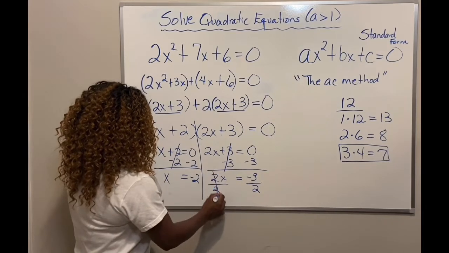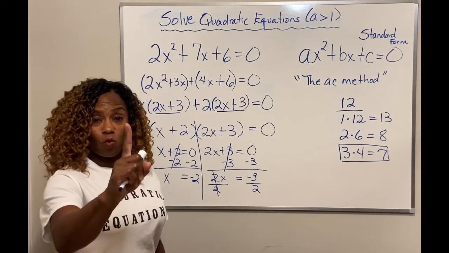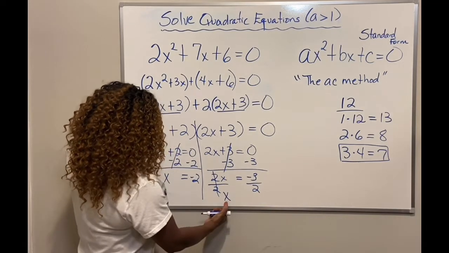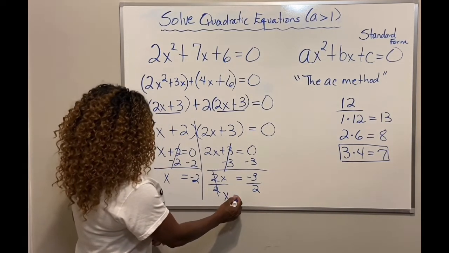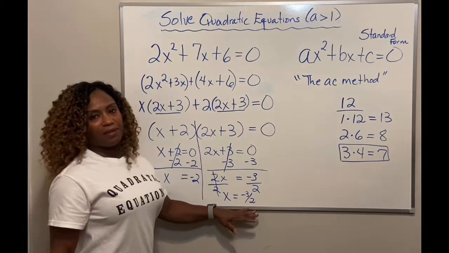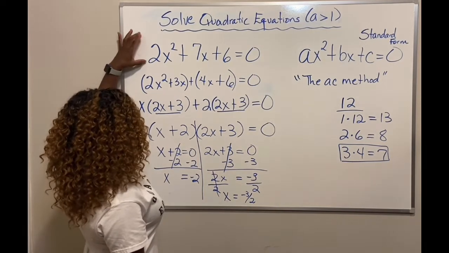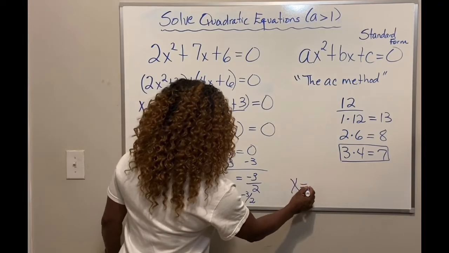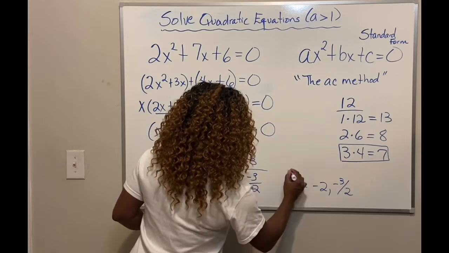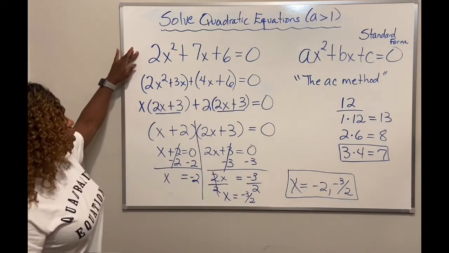But what happens here is it cancels out. Because 2 divided by 2, anything divided by itself is 1. And 1x is just x. So I bring down my x, isolate it just like over here, equals, and the only thing I can do with this is just bring it down. That is a valid answer. That is a solution. So the solution for this quadratic equation is x equals negative 2 and negative 3 halves. Or negative 3 over 2. So there is the solution for this quadratic equation.